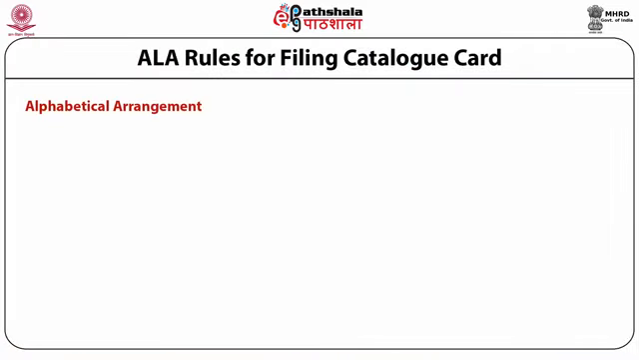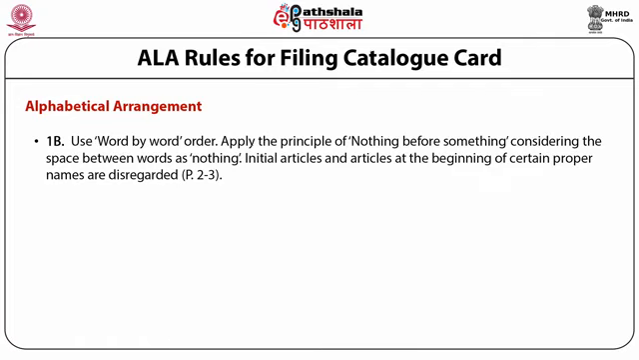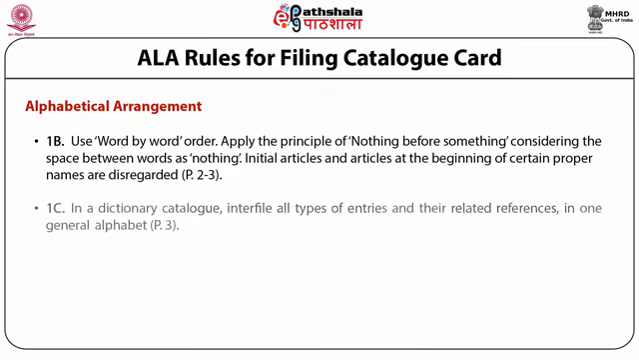Alphabetical arrangement. Rule number 1B. Use word by word order. Apply the principle of nothing before something, considering the space between words as nothing. Initial articles and articles at the beginning of certain proper names are distinguished. This rule is given on page number 23. Rule number 1C. In a dictionary catalog, interfile all types of entries and their related references in one general alphabet. This rule is given on page number 3.